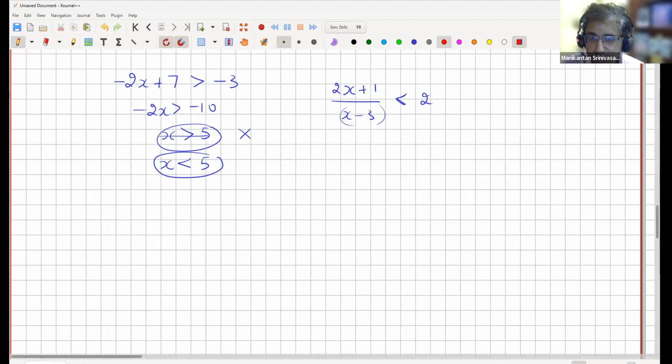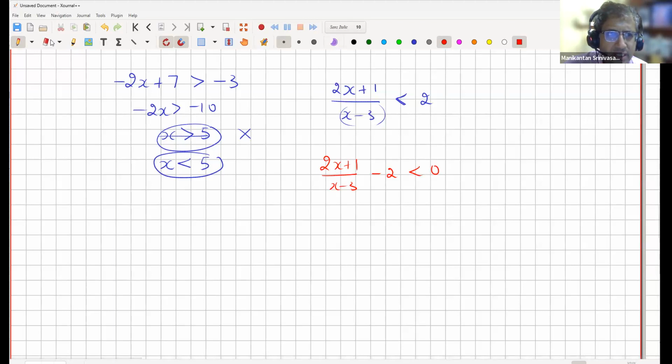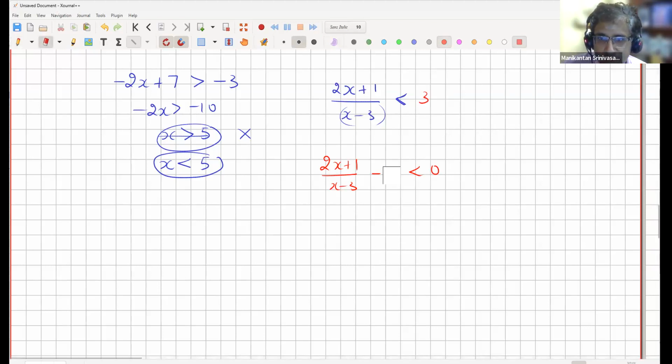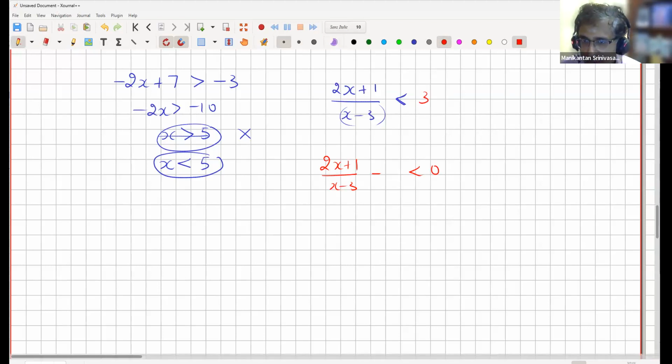Then how do we approach this? We'll have to bring everything to one side. So (2x plus 1) by (x minus 3) minus 2 is less than 0. Okay, all right. I'll just change this. Instead of minus 2, I'll make it some other number like 3 or something. Okay. So minus 3 is less than 0. Okay. Now what do we do? How is this any better than before?